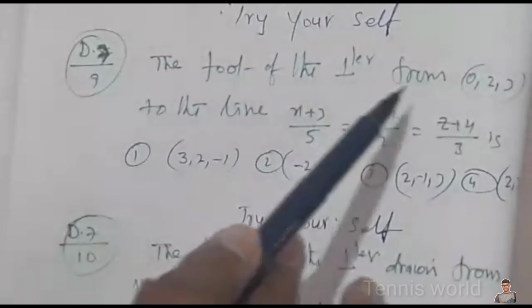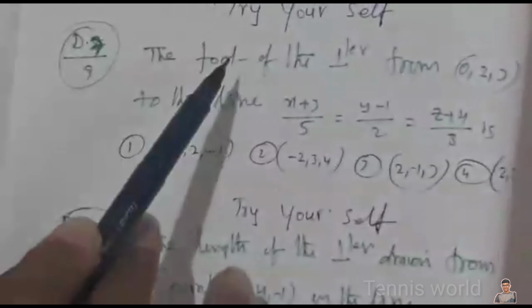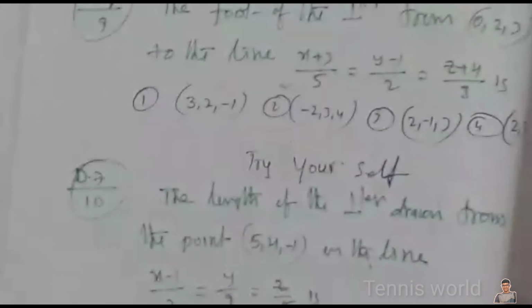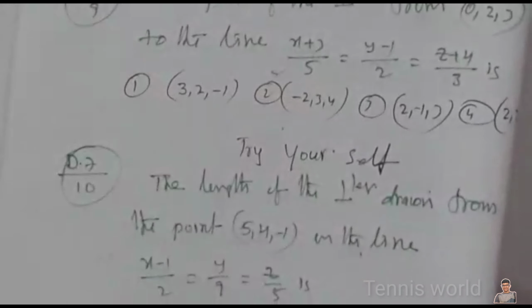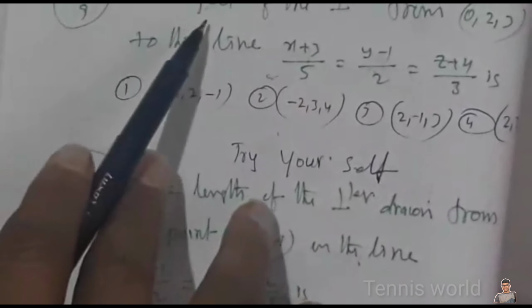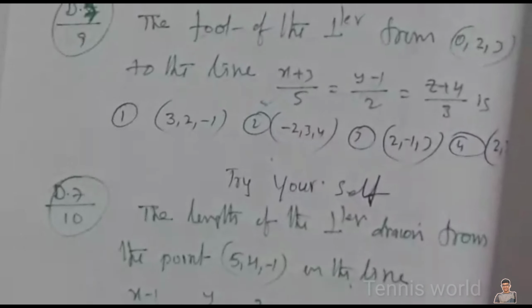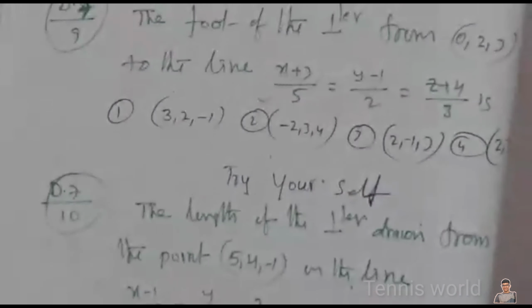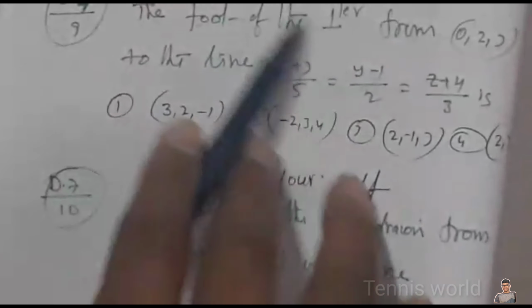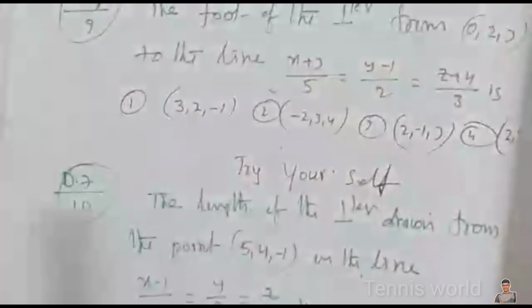And one more question: the foot of the perpendicular from (0, 0, 3). What is the meaning of foot of the perpendicular? It is point Q. Now this question is asking only for point Q. After finding point Q, there is no need to find the length of PQ. We just have to find only the foot of the point P. So here Q is the foot of the point P. In this question, just find only the point Q and leave it. So point Q is our required answer.